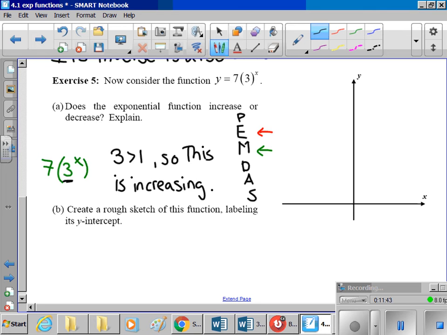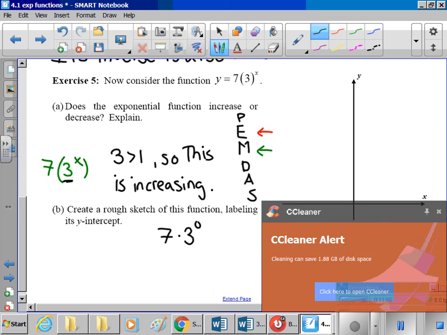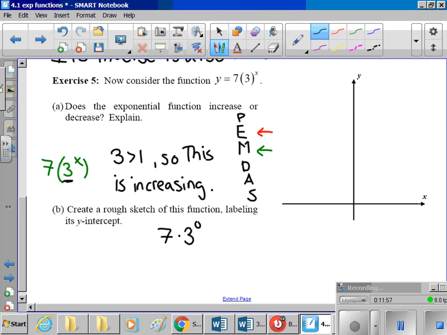All right, now we're going to sketch, labeling the y-intercept. To find the y-intercept, we just plug in 0, so 7 times 3 to the power of 0. 3 to the power of 0 is 1. We have 7 times 1, which is, of course, 7. So our y-intercept is going to be 7.